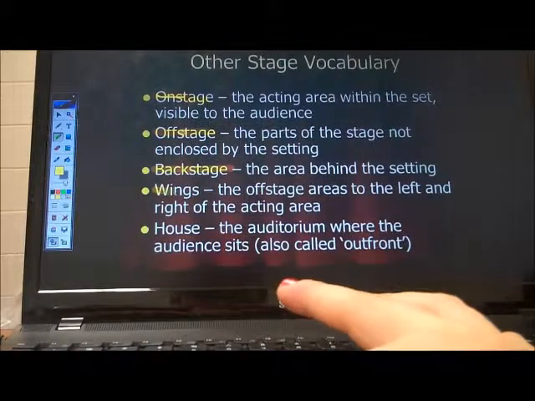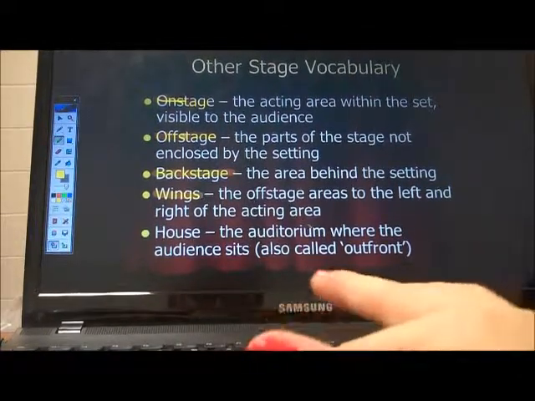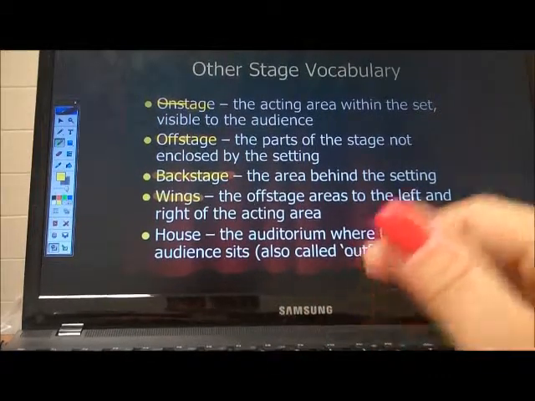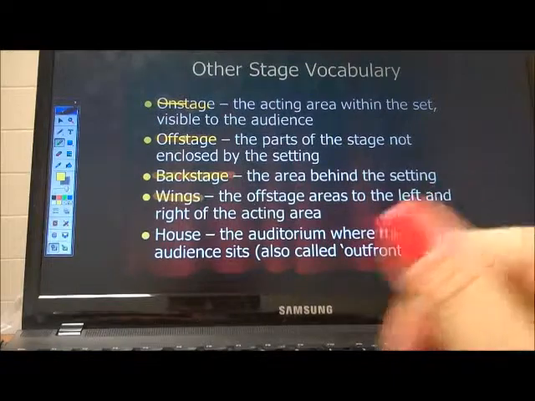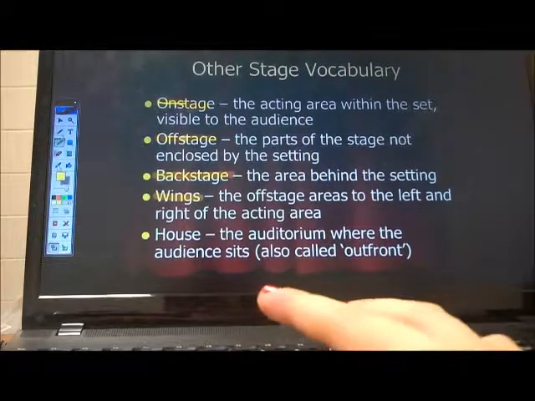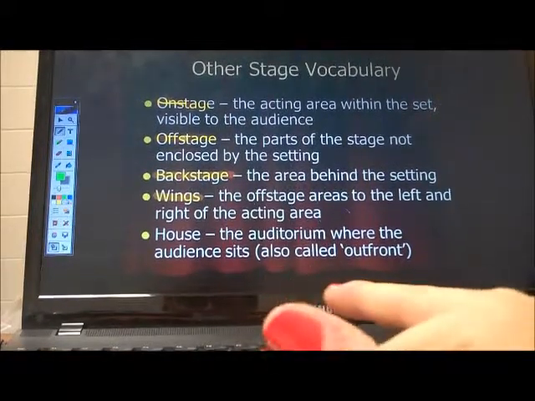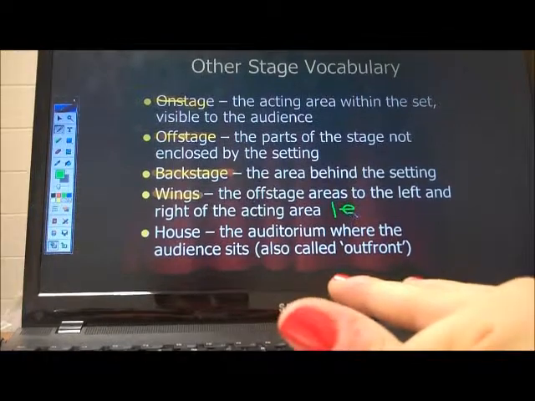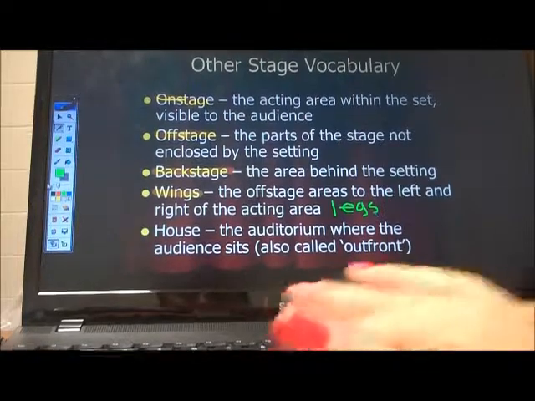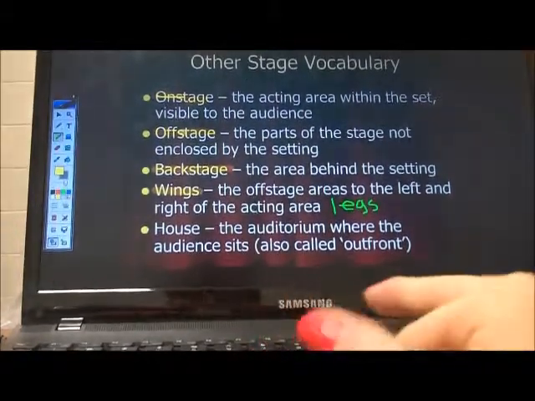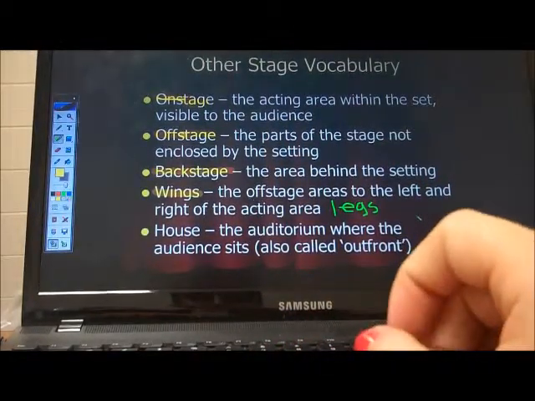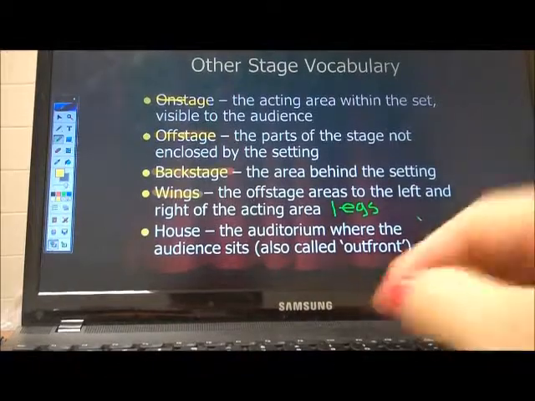The wings, which I've already mentioned before, are actually the offstage area to the left and right of the acting area, and they're usually curtains. So if you see the black curtains on the sides of the stage, the curtains are actually called legs. I'll write that. The curtains are called legs, but that whole area is called the wings, and that's usually where set pieces live until they're going to come on, so you don't have to take them all the way backstage. You just put them in the wings out of sight of the audience. That way we can just roll them on when we need them.